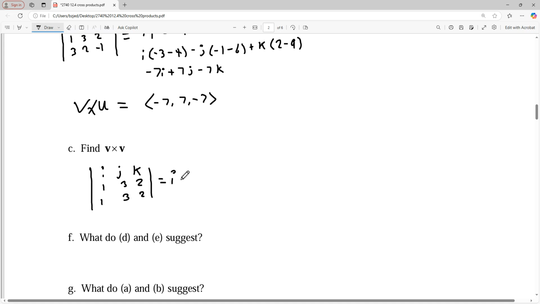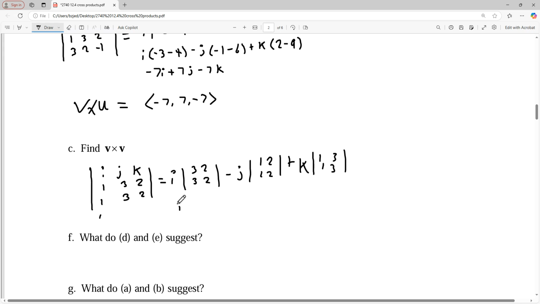So this will become i times, if I block that out, I'm going to have 3, 2, 3, 2, minus j times 1, 2, 1, 2, plus k times, what would that be, 1, 3, 1, 3.